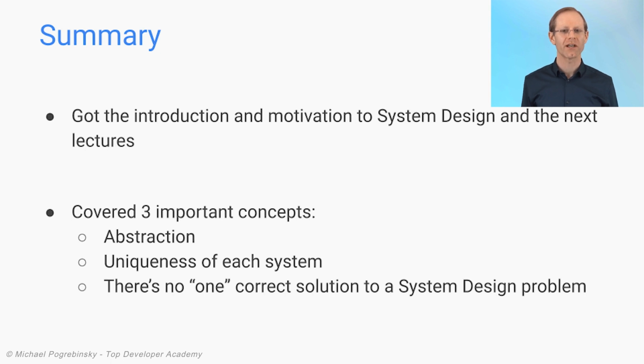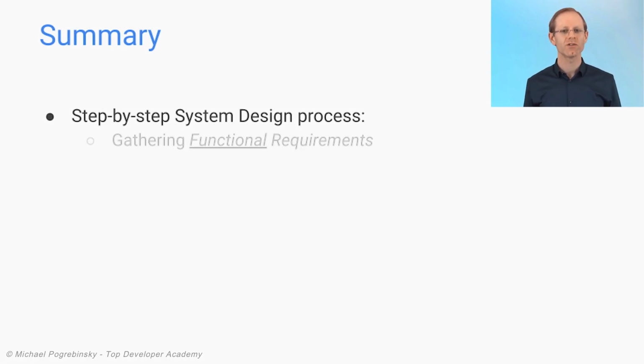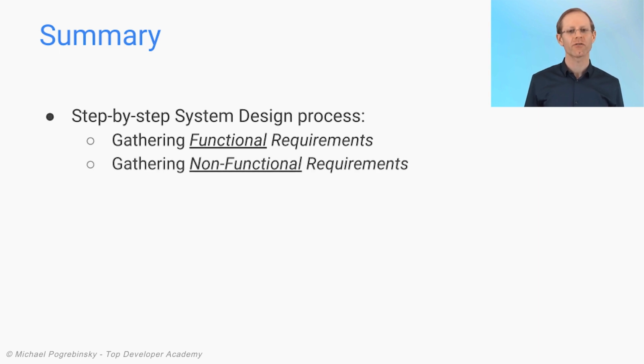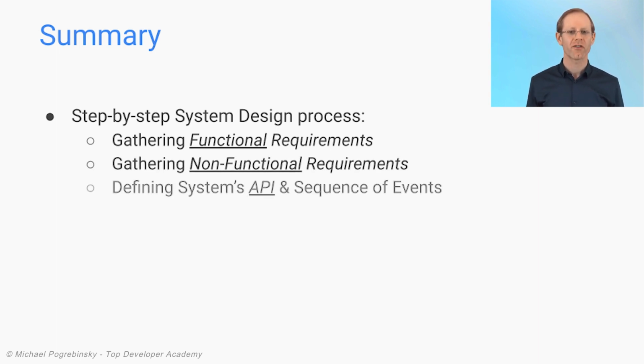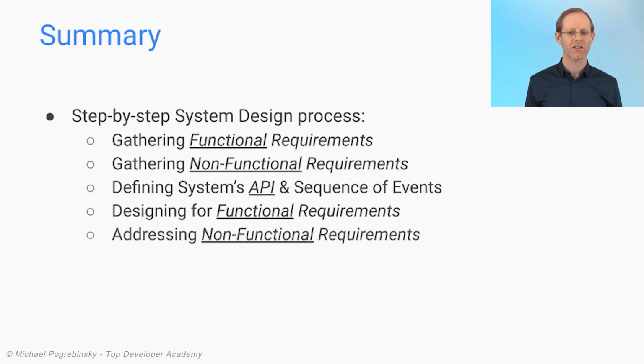So it's all about getting experience, following the right process, and making the right trade-offs at the right moments in the design. After that, we discussed the 5-step process, which includes gathering the functional requirements, capturing all the non-functional requirements, defining our system's API, addressing the functional requirements with a high-level architecture diagram, and finally, optimizing our system and addressing all the non-functional requirements.